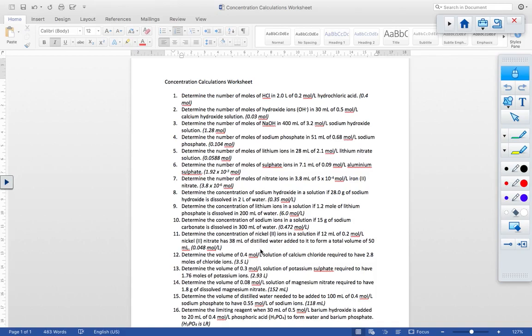All right? So let's do number 12, which is our new question. Determine the volume of 0.4 mole per liter solution of calcium chloride required to have 2.8 moles of chloride ions. Okay, so what volume do you need to get a certain number of moles if you've got a certain concentration of your calcium chloride? Well, what is it asking for? It's asking for 2.8 moles of chloride ions. Not calcium chloride, it's asking for chloride ions. So let's work this out.